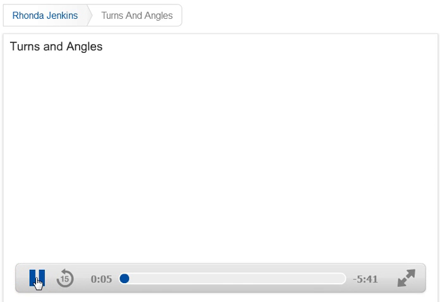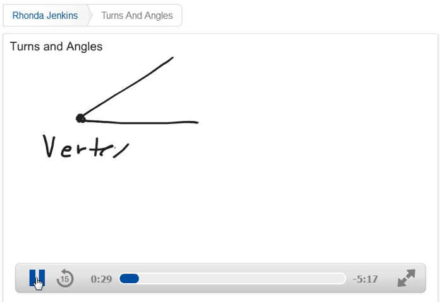Learned a few more geometry terms, and these terms had to do with turns and angles. The first thing I want to show you is just a couple of pieces of an angle. First off, we have a vertex, and that's the point where they join together. And so this is called the vertex.